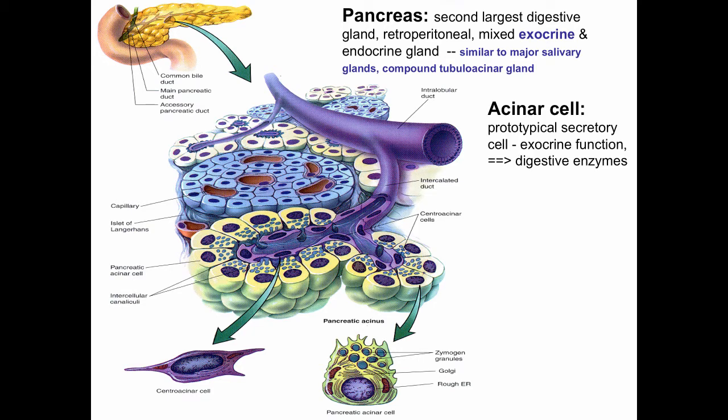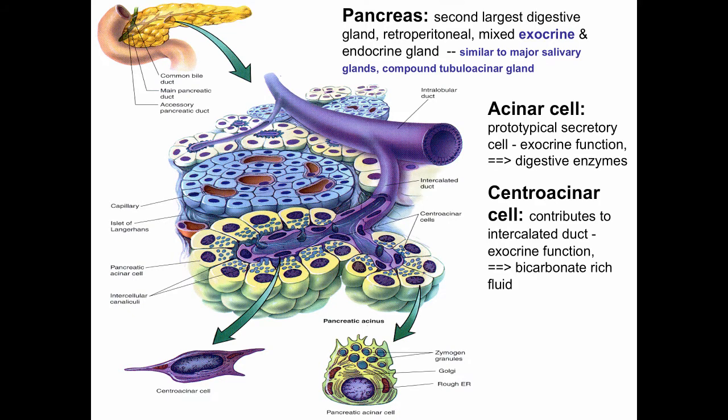The acinar cell is the prototypical secretory cell. It performs exocrine function to secrete digestive enzymes. The centroacinar cells, which are shown like this, contribute to the intercalated duct. They have an exocrine function as well, in that they secrete a bicarbonate-rich fluid. So these would be the centroacinar cells.